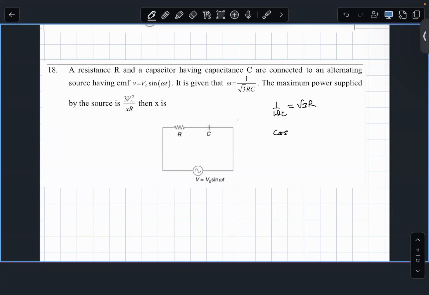ఇంకోటి cos phi వచ్చేసి ఏమవుతుంది? R/Z, 2R. 1/2 cos phi అని తెలుసు. Maximum power, maximum average power, instantaneous. The RC circuit ఇది.